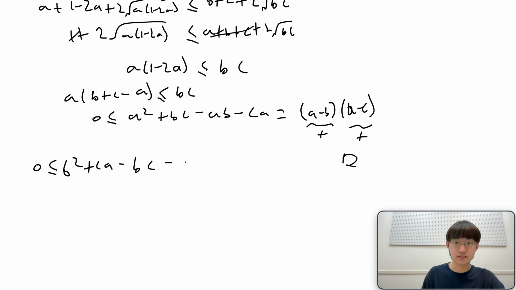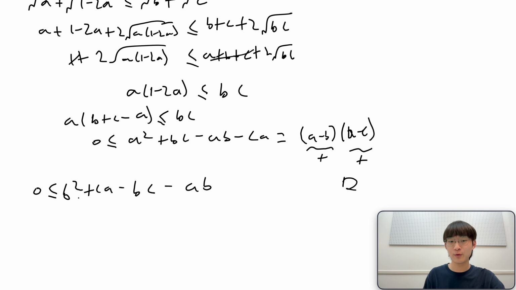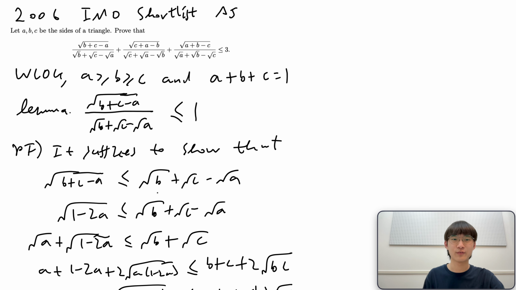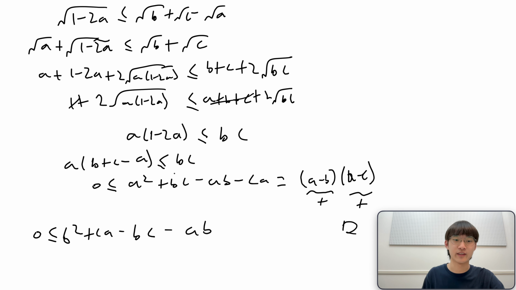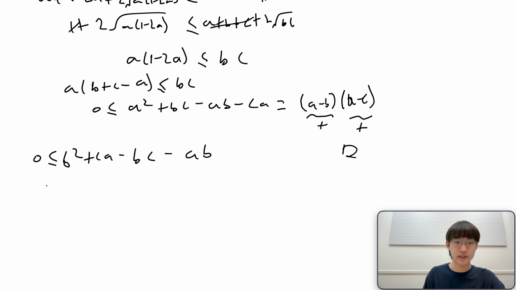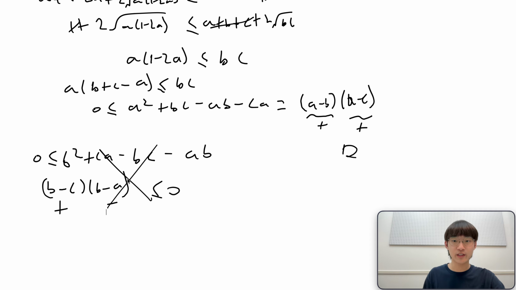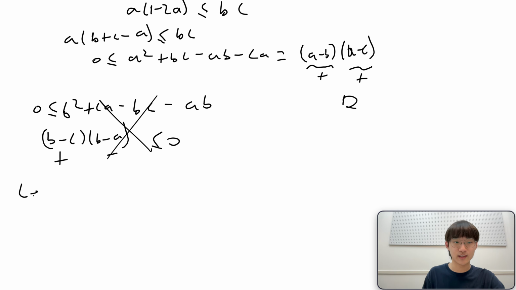BC minus AB. So this is what we will get, I think, when we do it for the second term. But this doesn't work because b minus c times b minus a is, this is negative and this is positive, so this is less than or equal to 0, not greater than or equal to 0. So this doesn't work. So what we can do is set our second lemma. And this is the second half.